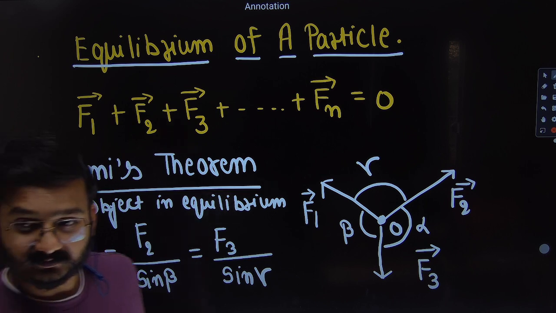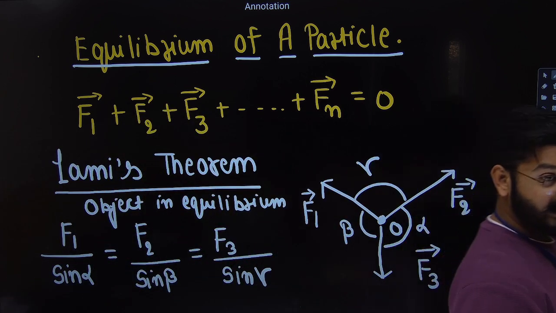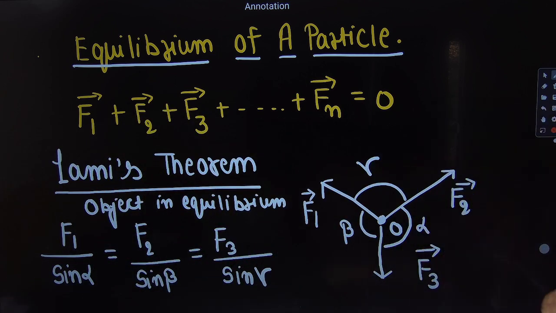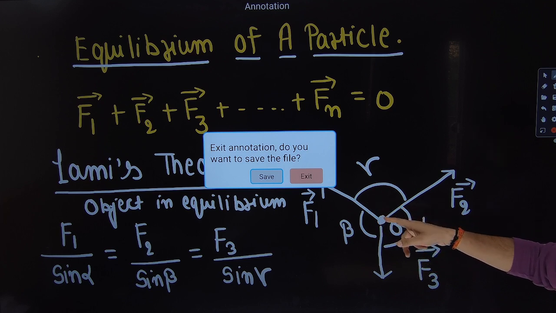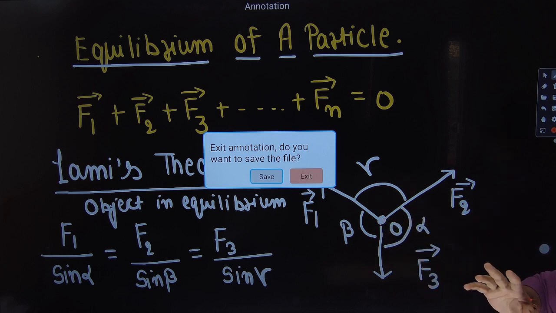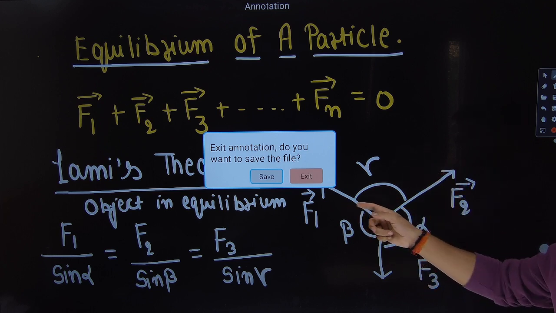Okay, copy it. Any doubt? Lami's theorem, simple. Let's move ahead. So equilibrium and all should be concurrent. If I change the direction of force, you can't apply it. They should originate from the same point.